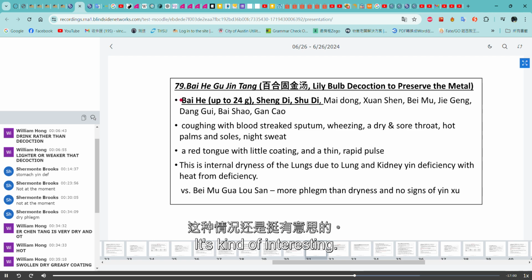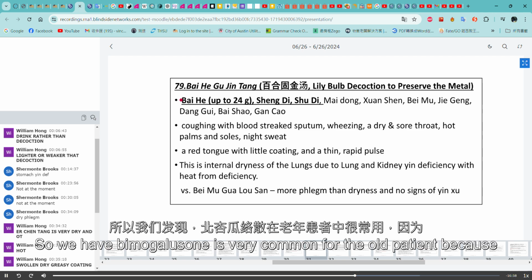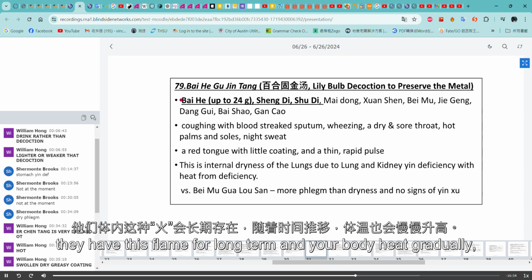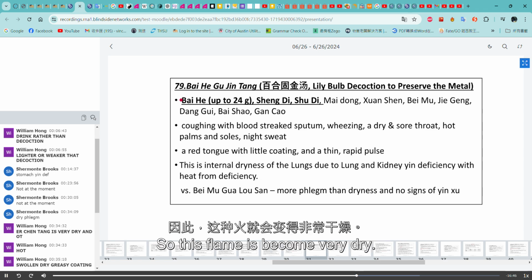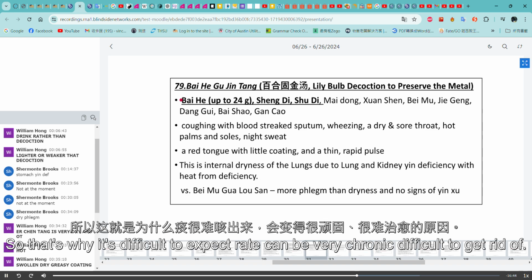This is kind of interesting. So yeah, Beimugualosan is very common for old patients too, because they have this phlegm for a long time, and the body heat gradually depletes the body fluid. So this phlegm becomes very dry, and that's why it's difficult to expectorate. It can be very chronic, difficult to get rid of.